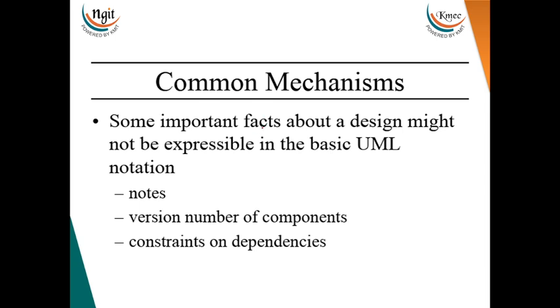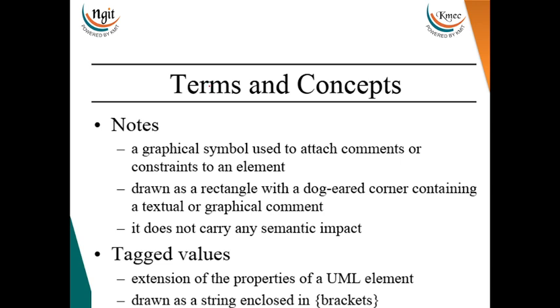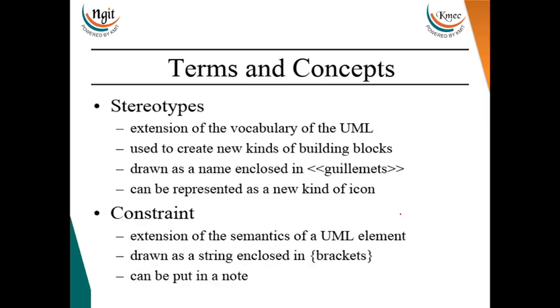Some important facts about design might not be expressed in basic UML. That is nodes, various numbers of components, constraints and dependency. A node is a graphical symbol which cannot be a representation. Draw a rectangle with a dog-ear corner containing a textual or graphical representation. It does not carry any semantic impact. Tags are external properties of UML. Brackets, you can tell. These are very important points.